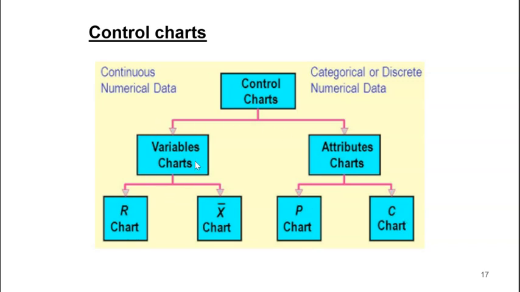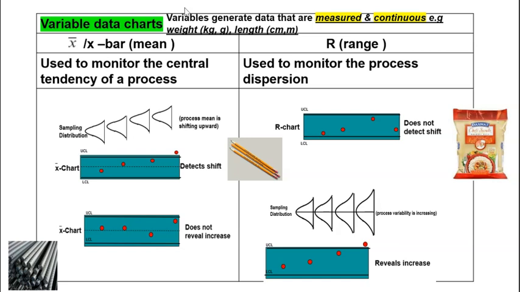So let's look at the variable chart first. In the variable chart, the data of the process are measured and continuous, and they have units, for example, weight in kilogram or gram, length in centimeter, meter, or millimeter. For an item like this, a package with a weight, or the length of this pencil, we can determine whether it passed or not, so we have to take the measurement for each of the samples.